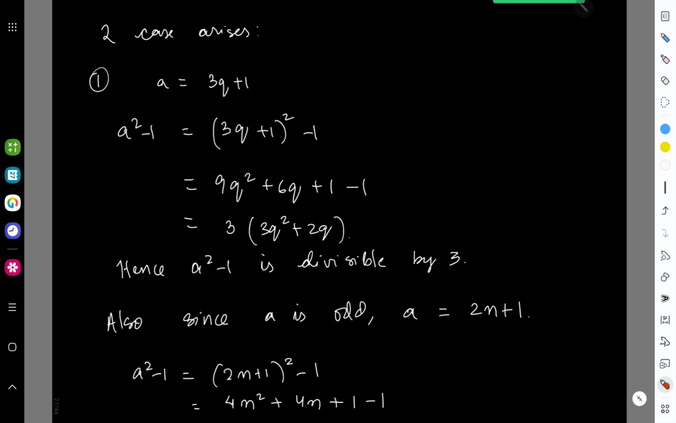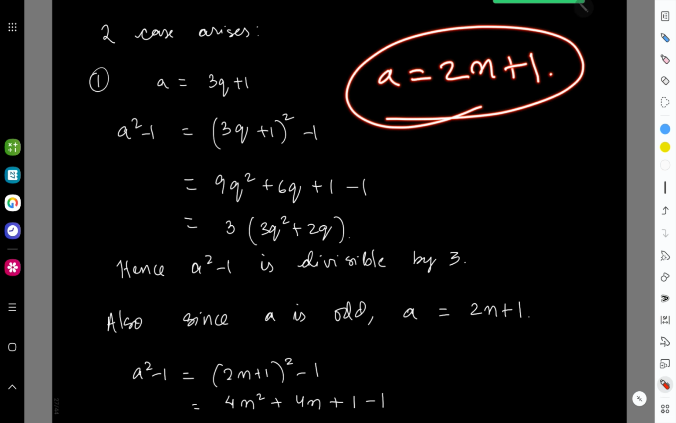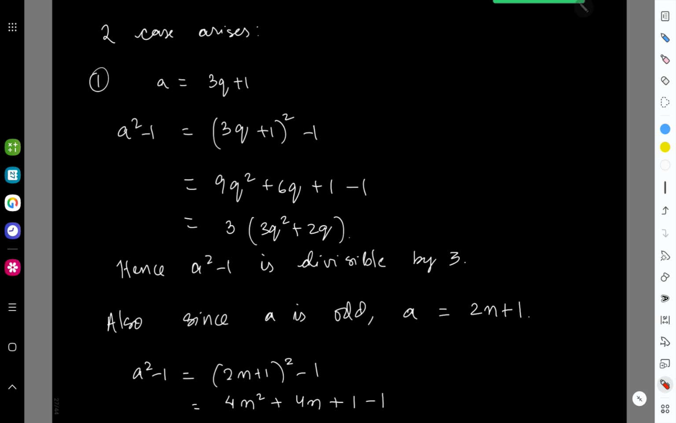We can safely say that. Now I also told you that since a is odd, it can be expressed as 2n plus 1. Let us use this in the next step. A is equal to 2n plus 1, and then let us try to substitute this value in the expression a square minus 1.